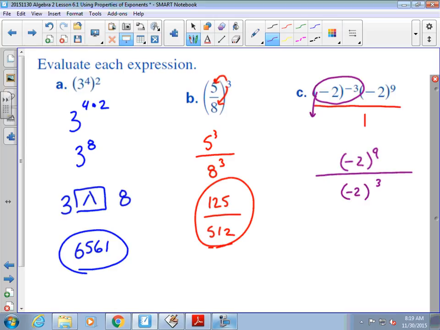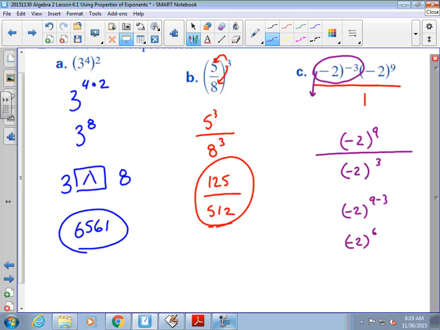So now you have the same base, negative 2 over negative 2, and we have exponents to the 9th and to the 3rd. So when you have the same base, you subtract the exponents. Negative 2 to the 9 minus 3, or negative 2 to the 6th power. We know that this is an even amount of negatives, so it's going to be positive at the end. And 2 to the 6th power, earlier we did 2 to the 5th power and got 32. So 2 to the 6th power must be 64.